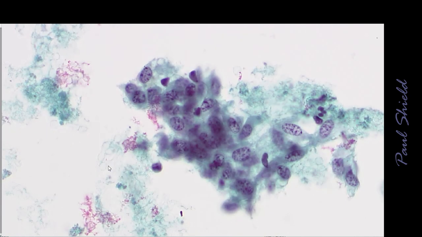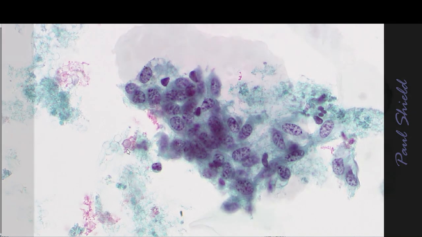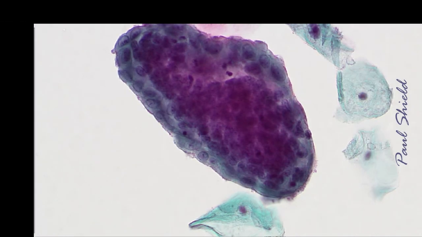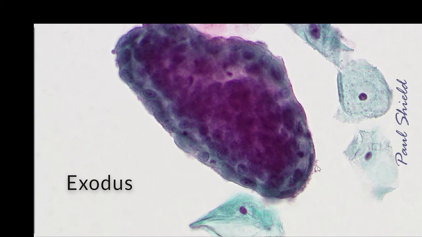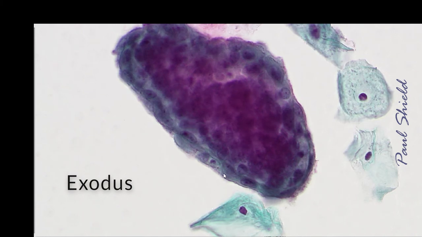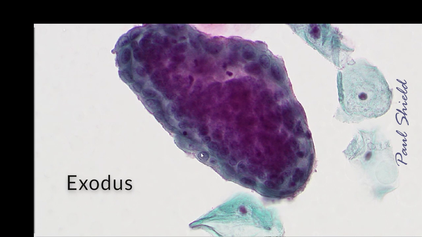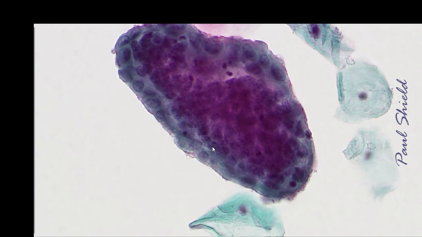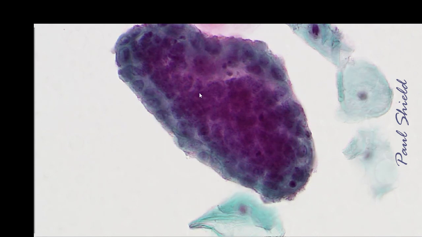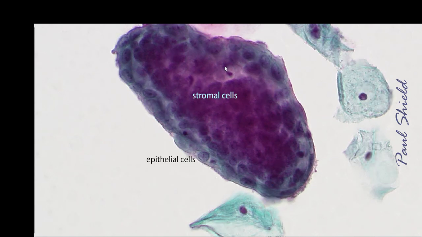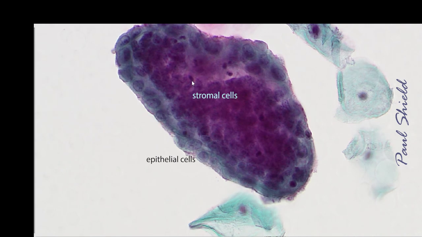Where my arrow is at the moment, these are red cell ghosts, and they're just the membrane of red cells that have been lysed. Now this is a typical exodus, which is an arrangement that we see early on in the menstrual cycle of endometrial cells that have been exfoliated. Around the outside we have cells that have a bit more cytoplasm, and these are considered to be endometrial epithelial cells. In the middle we have much more tightly packed material, including some apoptotic debris, and that is stromal cells.